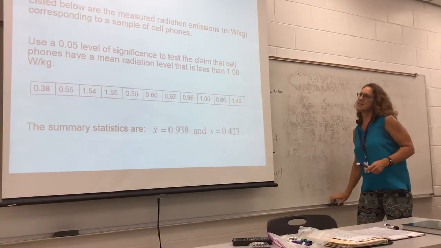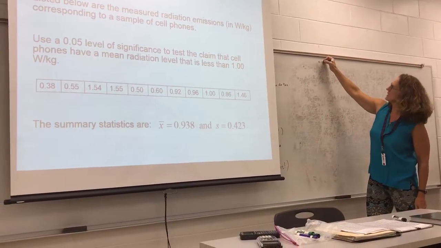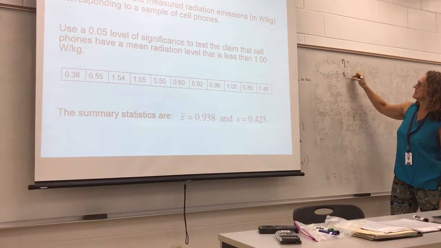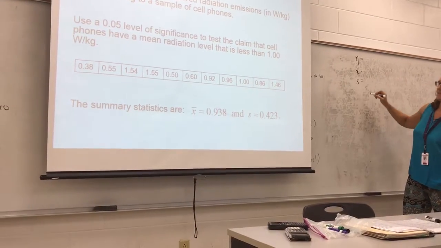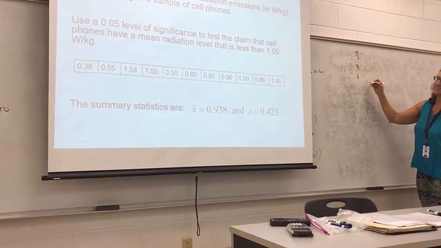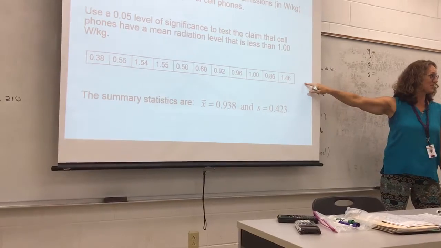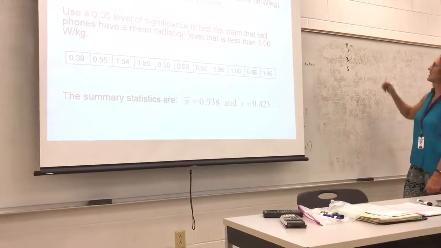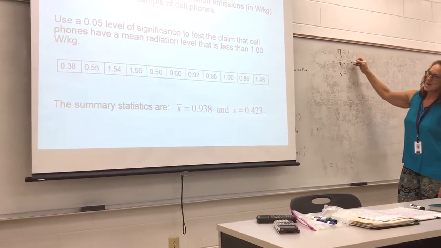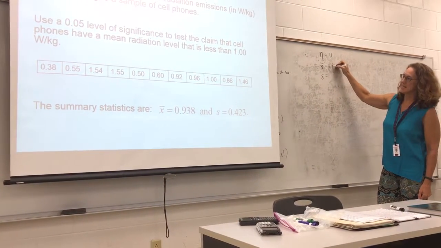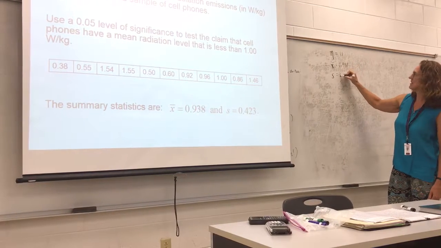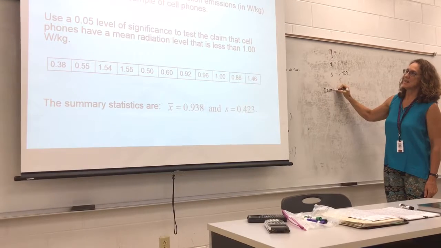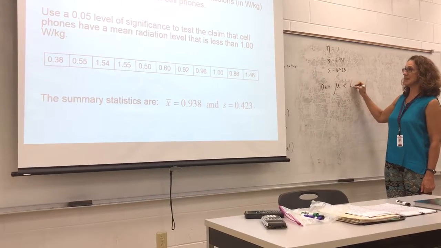Again, you've got some sample data. What's n in this case? 11. Good. How'd you get that? The number of data values. You actually have to count. They didn't do that for you, but if you count how many numbers there are, 11 of them. And then x bar, they did give us 0.938, and s, they gave us 0.423.